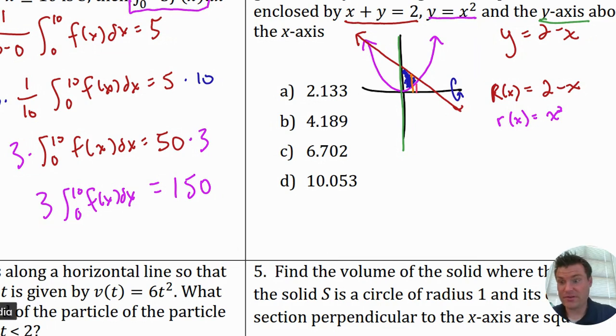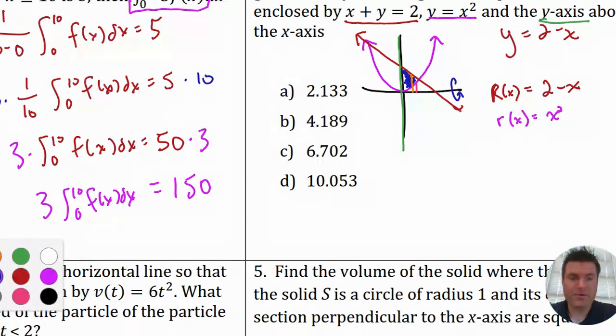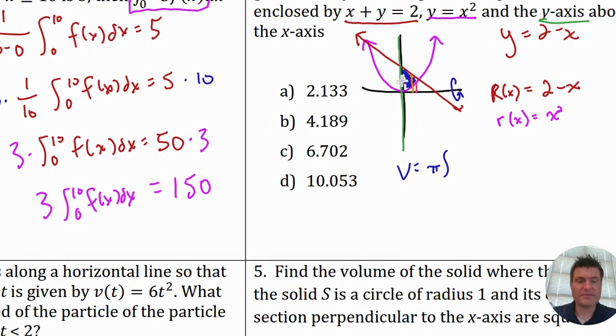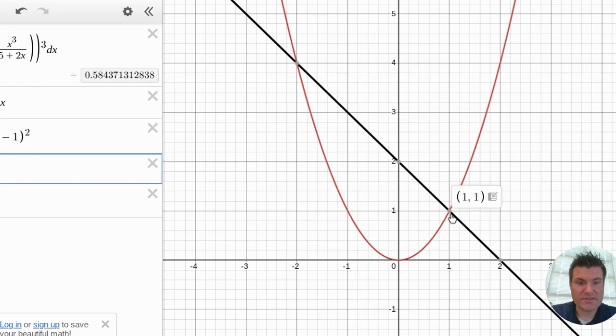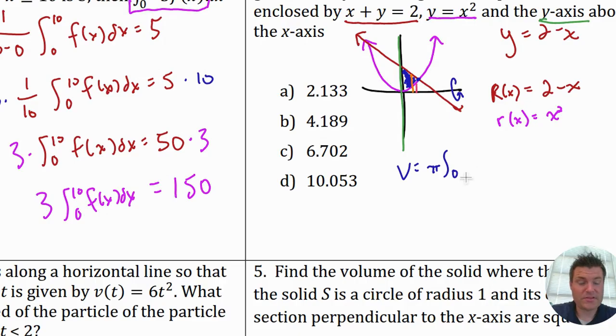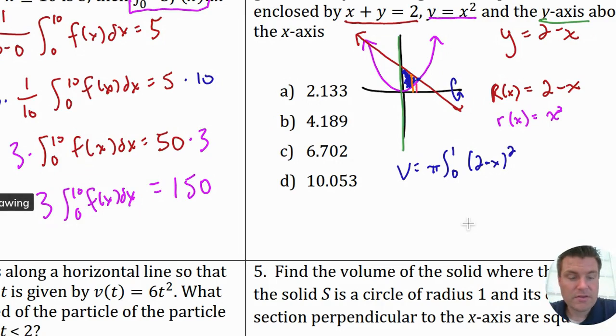So our volume formula, it's really nice to know what that thing is. So our volume formula is going to be pi times the integral from my y-axis here all the way to this intersection point right here, which I don't know. I can actually find that intersection point by going right to Desmos, and it's (1, 1), so actually it's pretty convenient. So it's going to be the integral from 0 to 1 of my big R squared, so it's going to be 2 minus x. It doesn't look much like a minus sign now, does it? It should be (2 minus x) all squared, minus x squared, and that should also be all squared, dx.